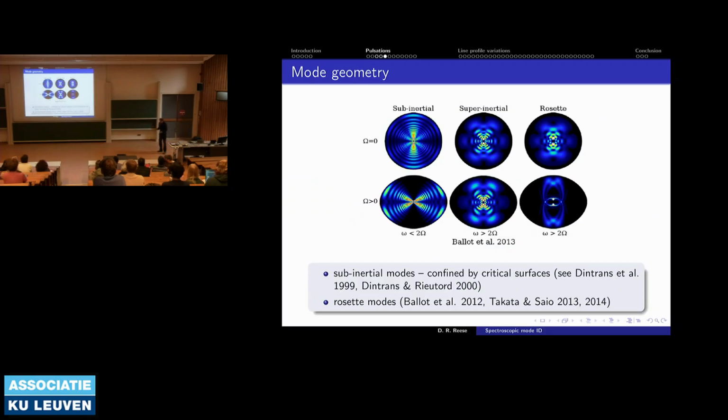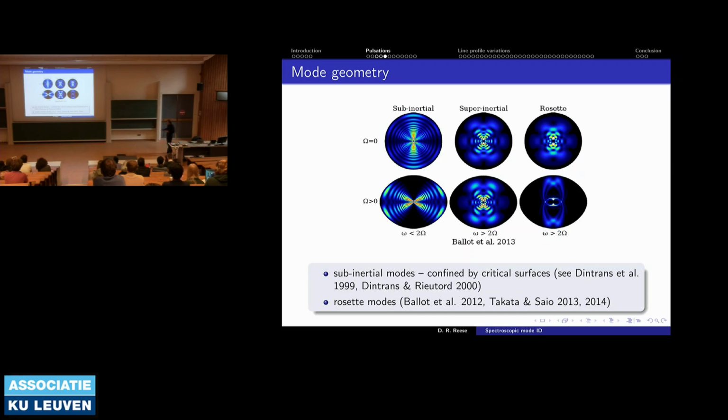Now to talk about mode geometry, this is what the different modes look like in the non-rotating case and in the rotating case. In the non-rotating case, they have a similar structure. They're basically proportional to a spherical harmonic with a radial structure. In the rotating case, it makes a big difference whether you're in the sub-inertial regime or in the super-inertial regime. In the sub-inertial regime, the pulsation modes are confined between critical surfaces, whereas in the super-inertial regime, you don't have that confinement.